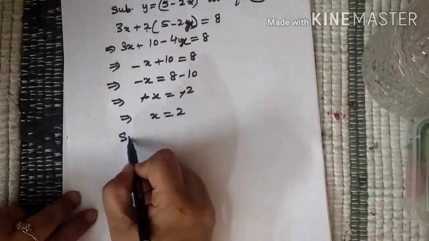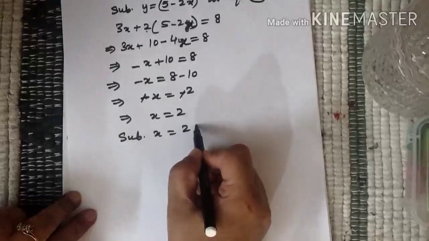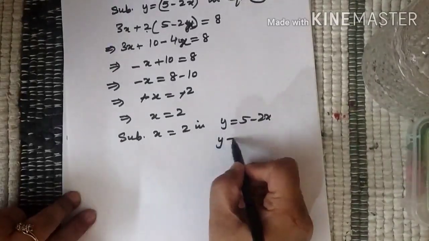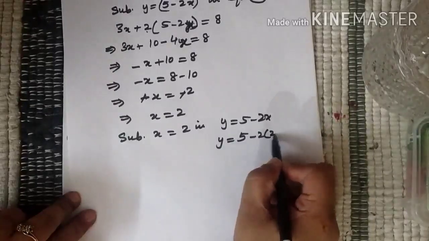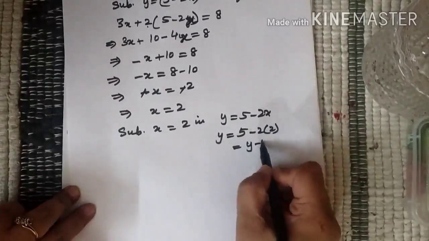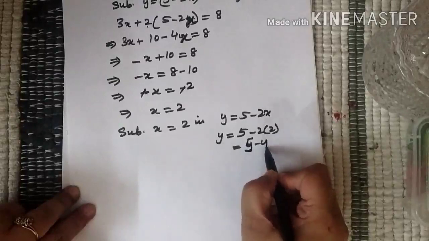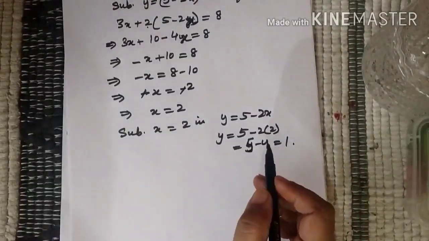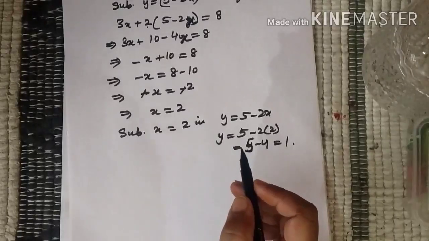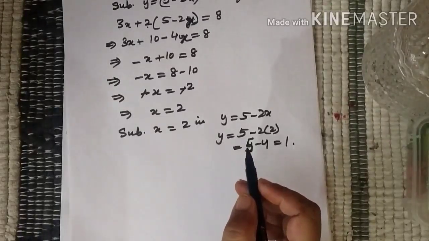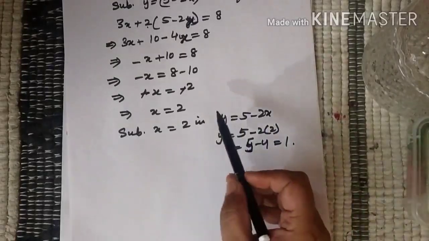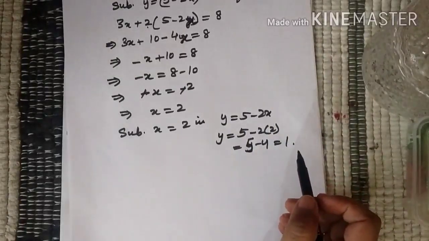Now substituting x equal to 2 in y equal to 5 minus 2x, we'll get the value of y. This is 5 minus 4, which is 1. So I got the value of y as 1 and x as 2. So our x is 2 and y is 5 minus 2x, so y is 1.